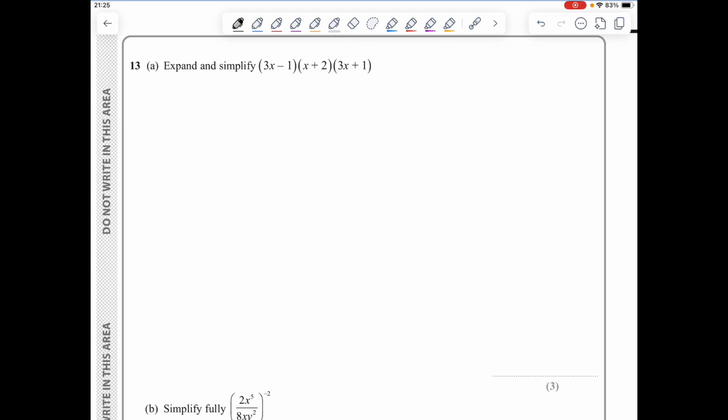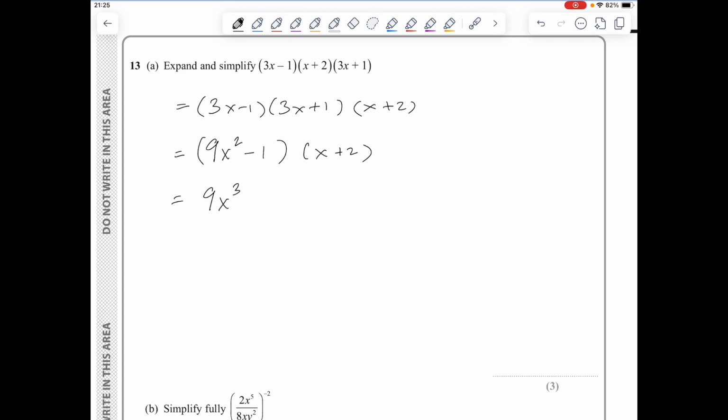For 13a, I'll change the order of those two brackets. So I have 3x minus 1, then 3x plus 1, and then x plus 2. And I've done this because the first two brackets, when expanded, will be the difference of two squares. So I have 9x squared minus 1 times x plus 2. So that will make my life easier. So expanding this will give me 9x to the power of 3 plus 18x to the power of 2 minus x minus 2. And that's the final answer for part A.